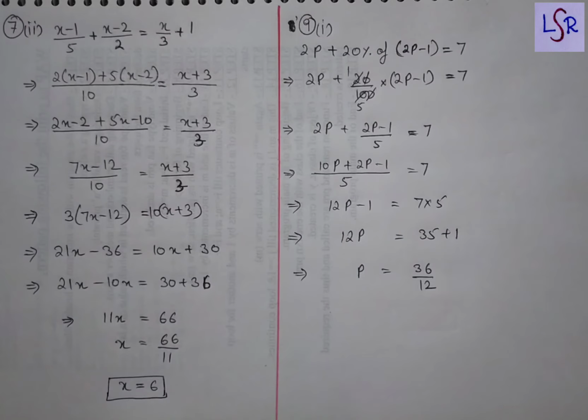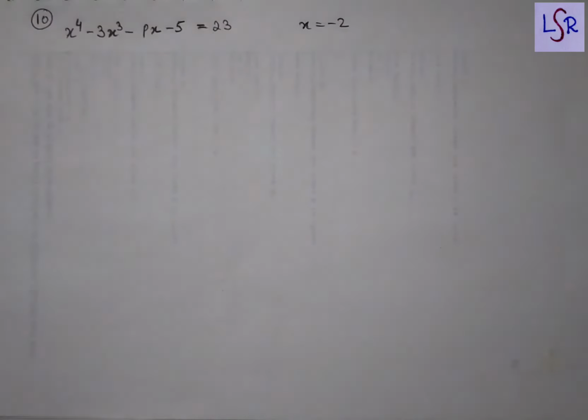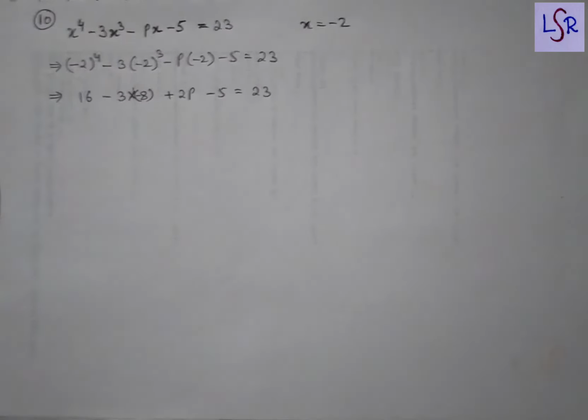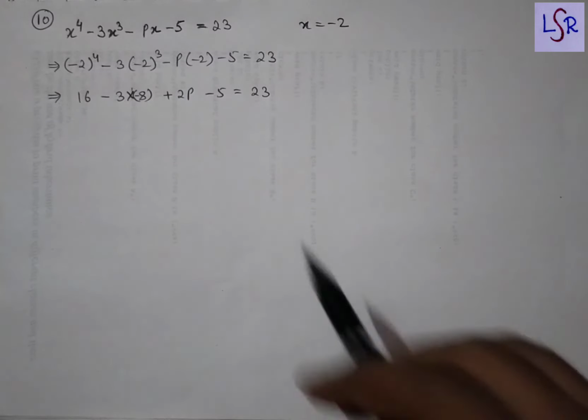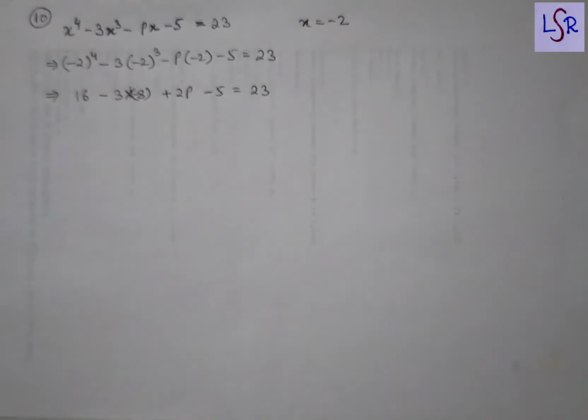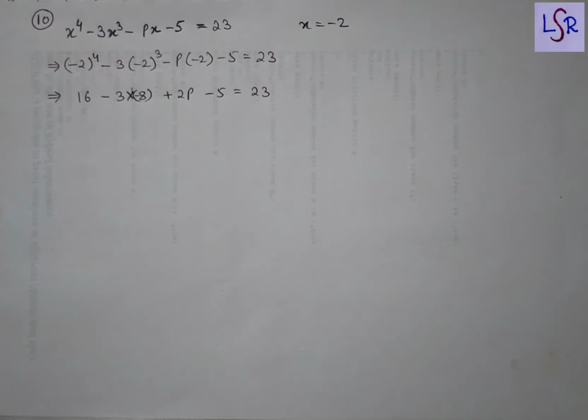Now P will be equals to, now here we have question number 10, and we have to find the value of P if the value of x to the power 4 minus 3x cube minus px minus 5 equals to 23, where x is minus 2. So very first of all we are going to place the value of x as minus 2. After placing the value of x, now we'll solve the brackets, and here we have got this. Now we'll put this 2p on this LHS and the other on RHS.